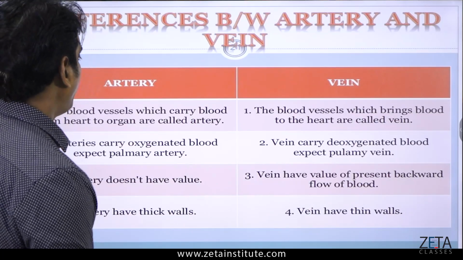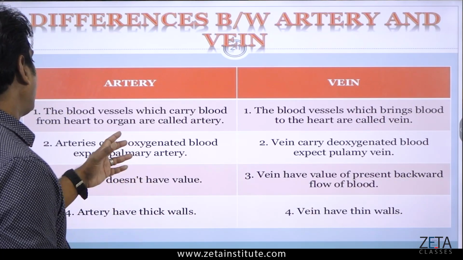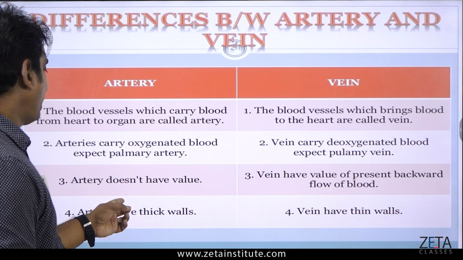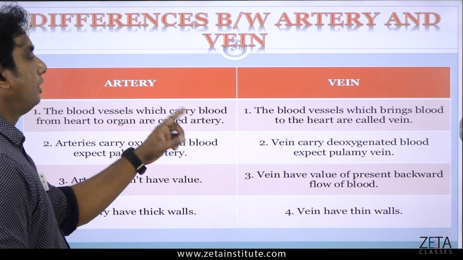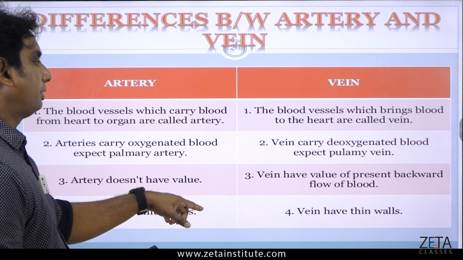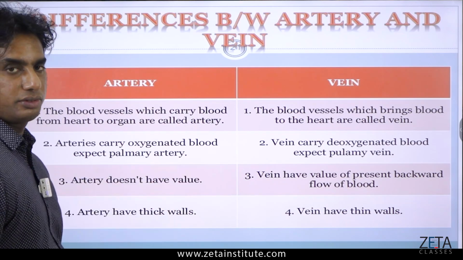Difference between artery and vein. Arteries carry pure blood from the heart to the organs. They don't have valves, they have thick walls. Veins have valves, so they prevent backflow of blood. They have thin walls and they carry deoxygenated blood.